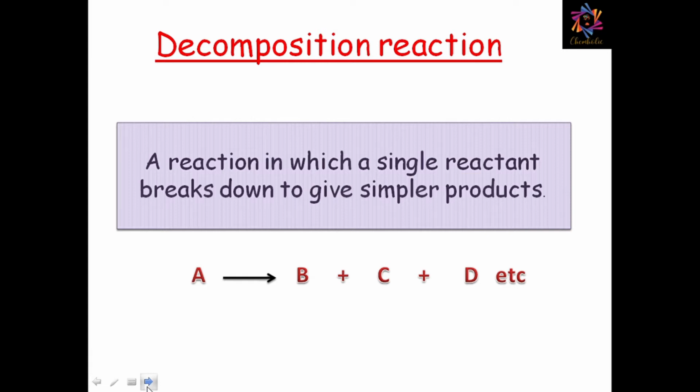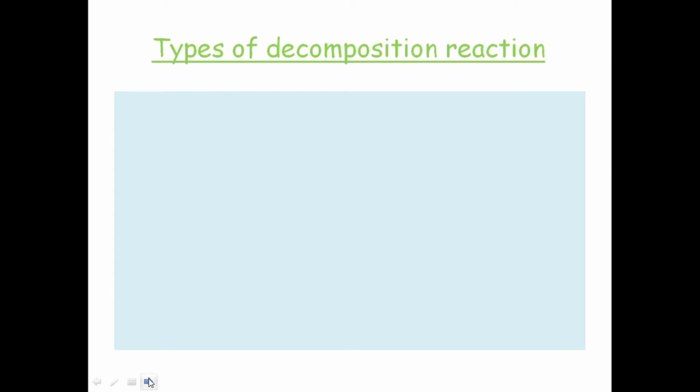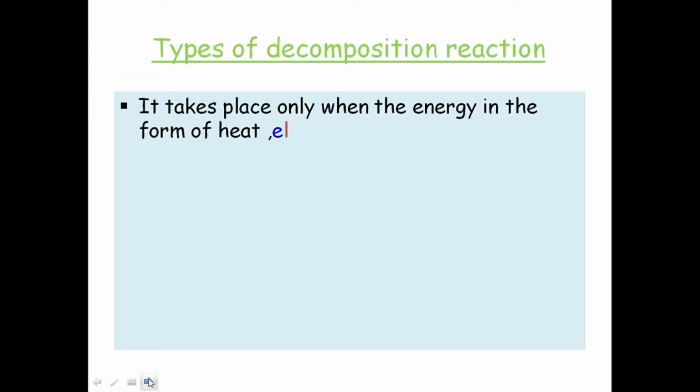Diagrammatically, it can be shown like this. A is the reactant which, when it undergoes decomposition reaction, forms various products like B, C and D, etc. The decomposition reaction is a very vast reaction and it decomposes through various means, which is then categorized into various types based on the form of energy which is supplied to the reactant to break it down, which is heat, electricity and light.